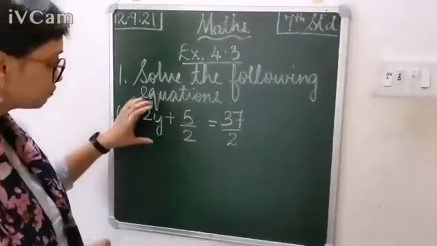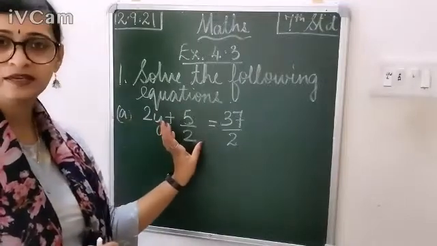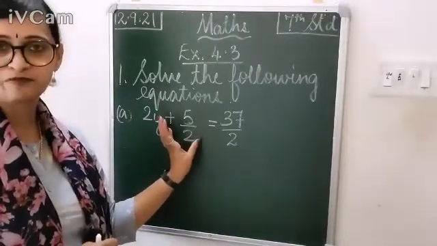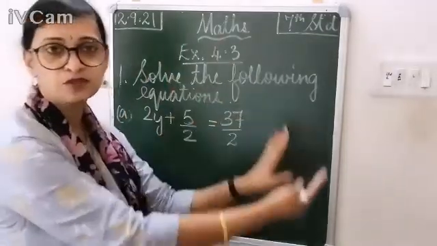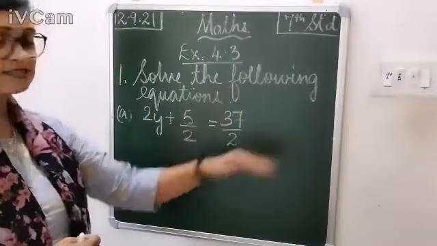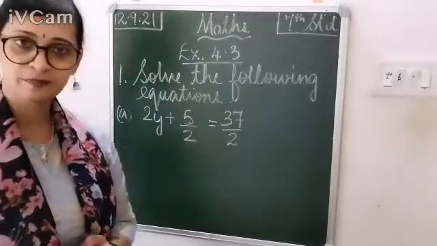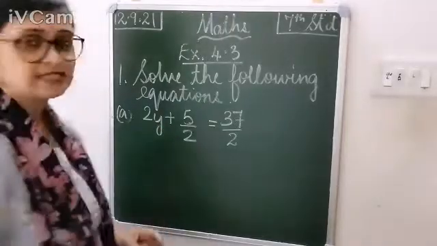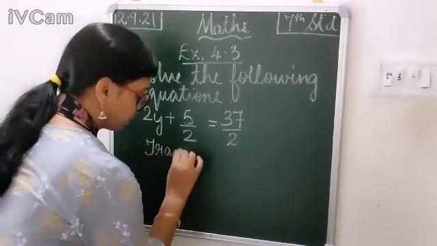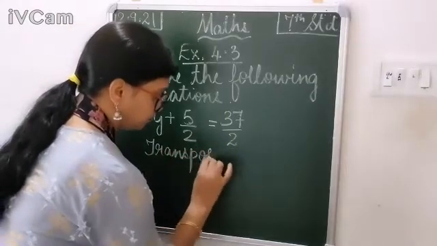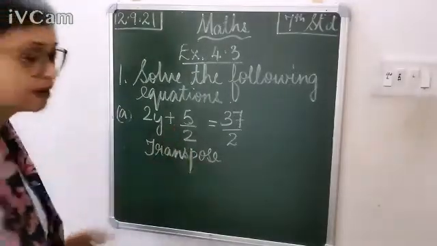So first, we will keep 2y the same way. We cannot do the changes to 2y unless and until we remove this 5 by 2. So what are we going to do? This plus 5 by 2, when it comes to the right-hand side, the sign will change, right? I have already informed you that in the previous class. So the first step will be, you will write down transpose. Transpose, what are you going to transpose? You're going to transpose 5 by 2.